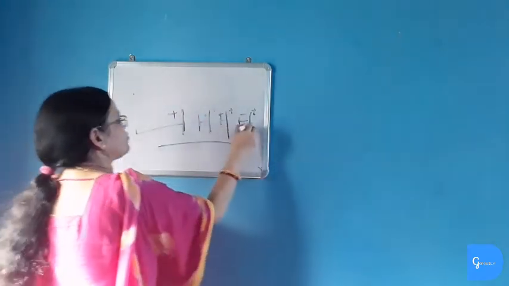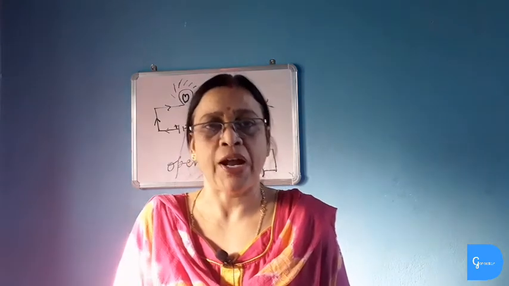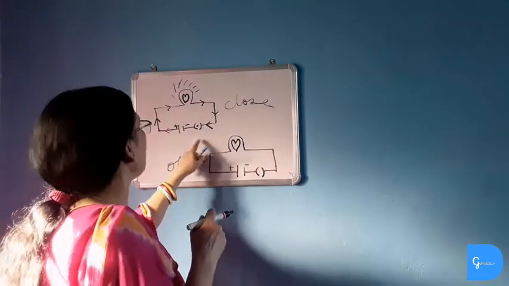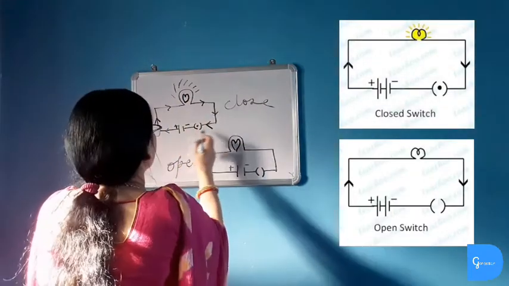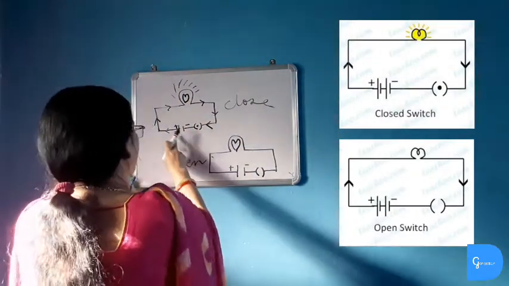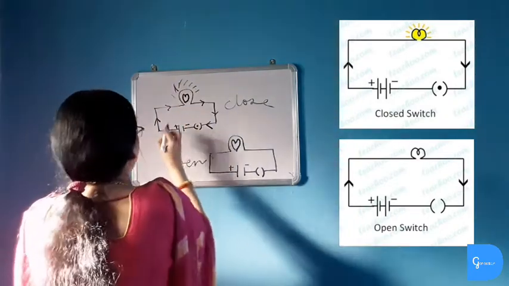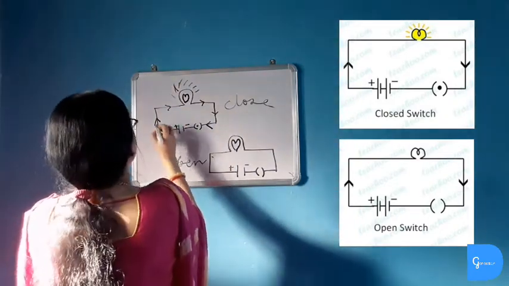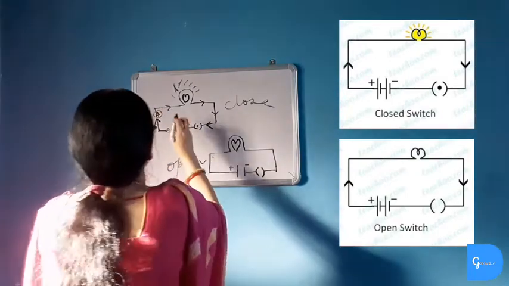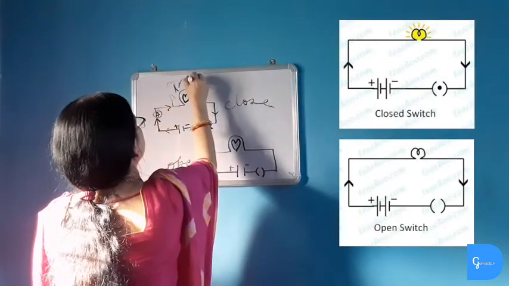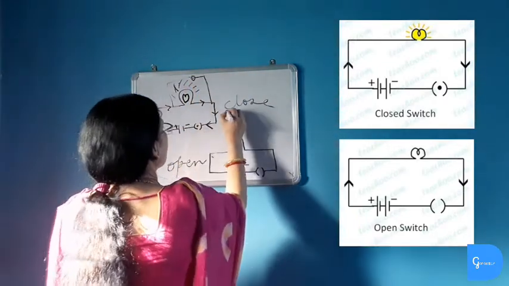Then we will connect it to the circuit. There are two types of circuits, closed circuit and open circuit. In a closed circuit, what happens? The switch is closed and there is a continuous flow of electrons. So current will flow from positive direction to negative direction and the bulb will glow. If we want to place an ammeter here, then we will place it in series, and if we want to place a voltmeter, we will place it in parallel. So this is a closed circuit.